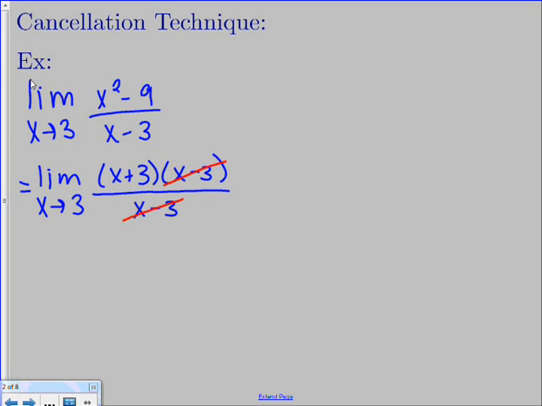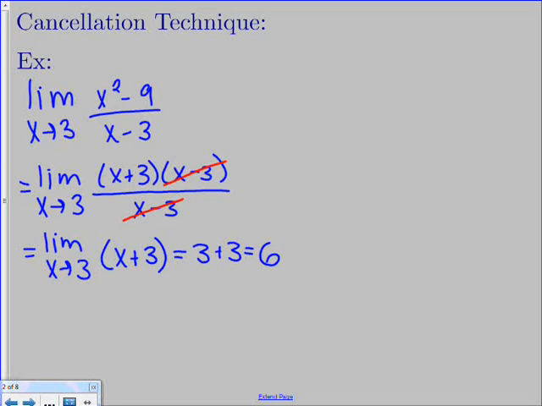So now we're going to rewrite what we have left. So we have the limit as x approaches 3 of just x plus 3, since we just have a 1 in the bottom. So now we have it to a point where plugging in our c value will give us an answer. So plugging in that 3 gives 3 plus 3, or 6, as our final answer. So the cancellation technique, if you can factor the top or bottom, you want to try factoring first, canceling out any common factors, and then plugging in c after you simplify. And that's the main gist of it.